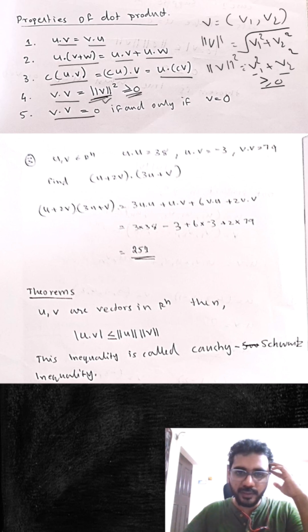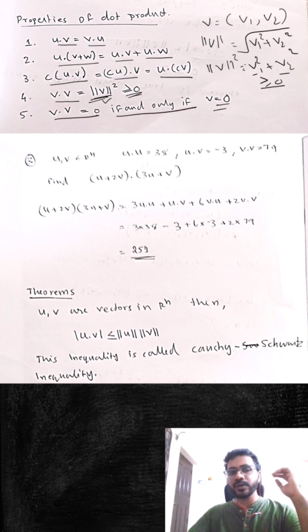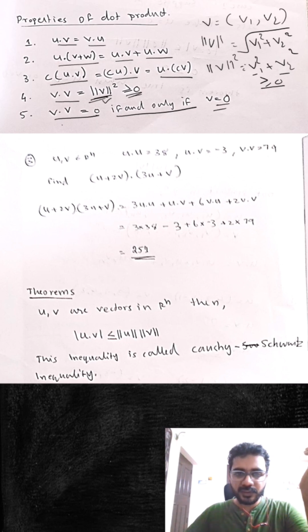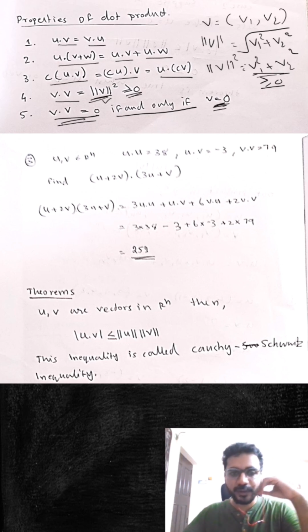Then v dot v equals 0 if and only if v equals 0. Otherwise this scalar product will not be 0. Only for v equal to 0 does this expression become 0. These are the five properties.